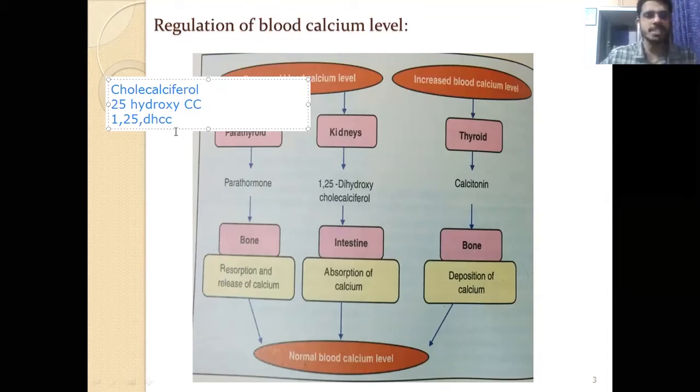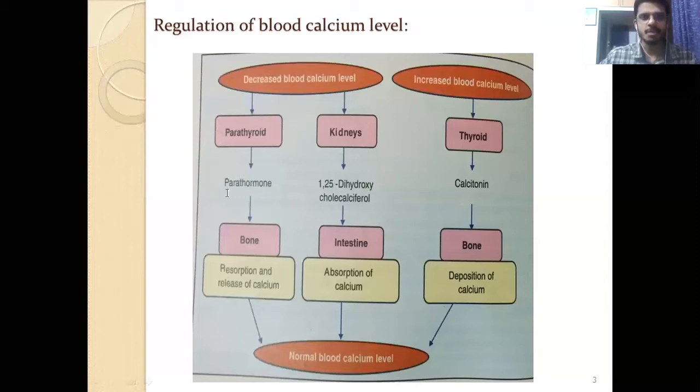The activation of vitamin D occurs in the kidneys. Now, the mode of action is as follows. Parathyroid hormone is produced by the parathyroid gland. It causes resorption of calcium from the bone. There is some amount of calcium in the bone which is ionizable or diffusible type. Parathyroid hormone utilizes that ionizable or diffusible form of calcium in the bone.